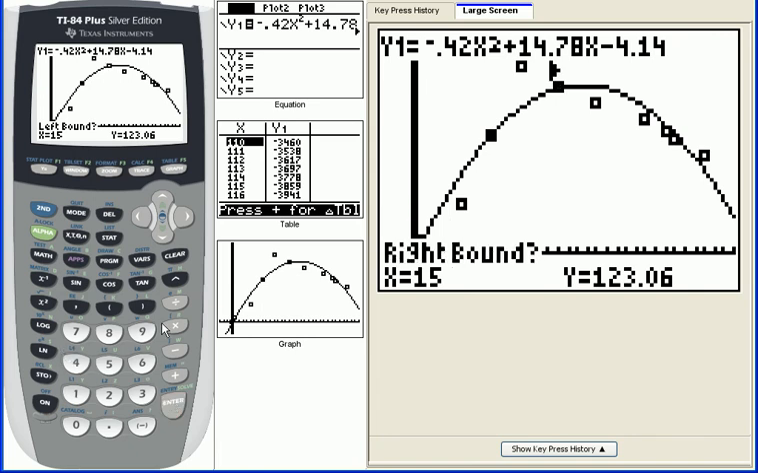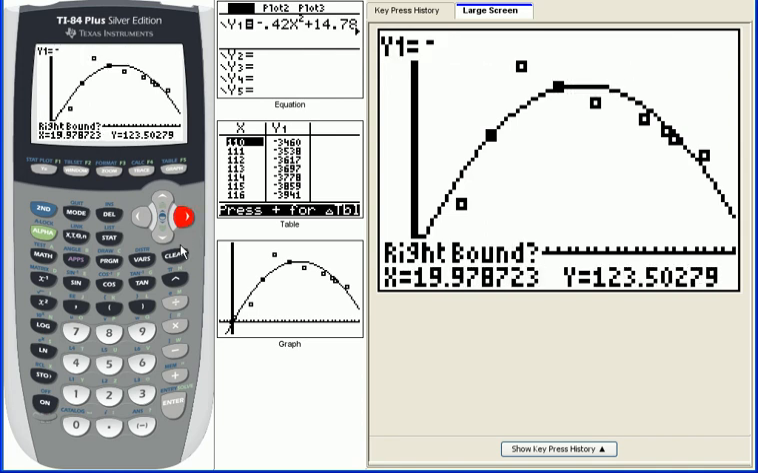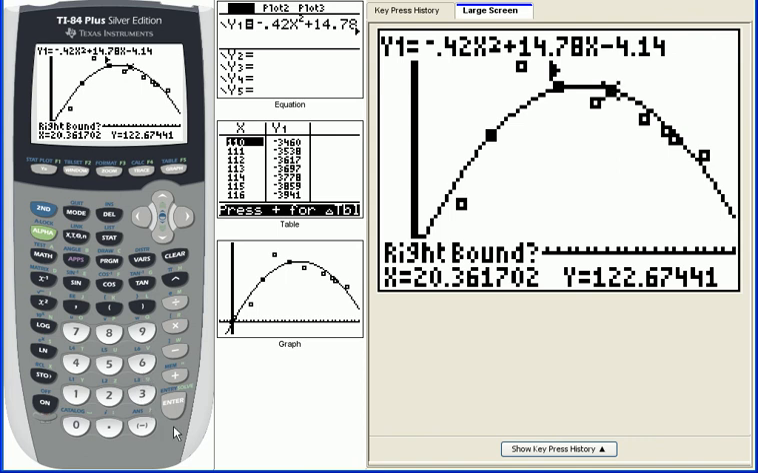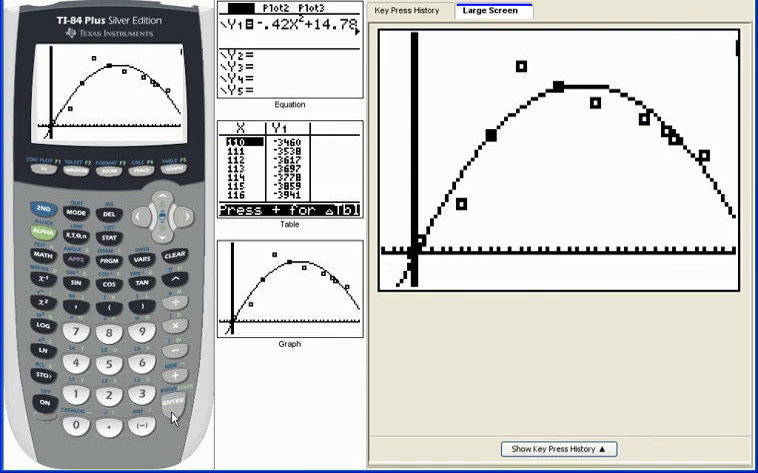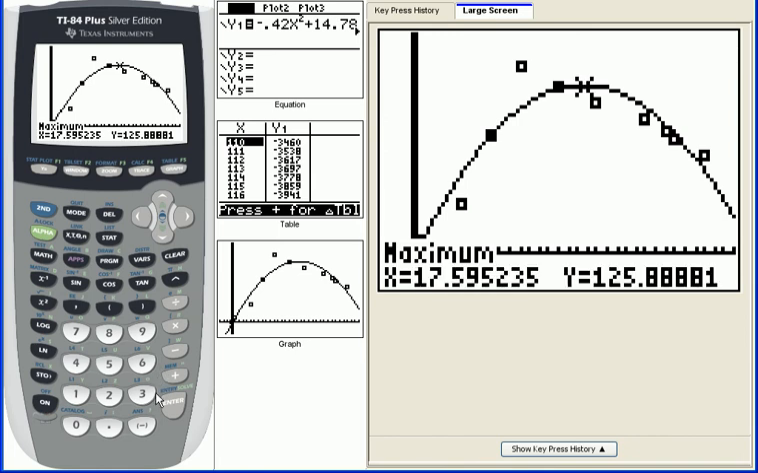Hit enter for your left bound, as long as you're left of your max point. Choose anything to the right. That's obviously to the right of my max value. Hit enter again, and when it says guess, just hit enter. And then you get this nice, pretty, perfect max value, where your x is equal to 17.59, or 17.6 days. This would be the time at which it would be the highest.